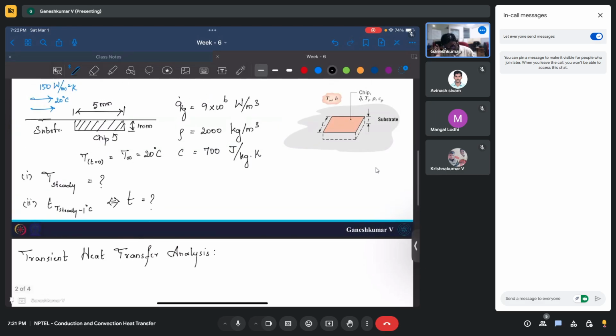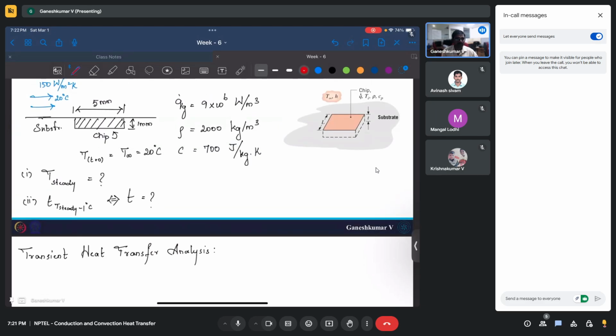Basically, if you want to perform such an analysis, you need to first determine the system. In our case, we are interested in the temperature of the chip. We are not interested in how the substrate reacts or what is happening in the substrate. We are interested only in the chip. What is the temperature? How much time does it take to reach a certain steady state temperature? What is that steady state temperature it finally reaches? That is what we are interested in, which means our system is just the chip.